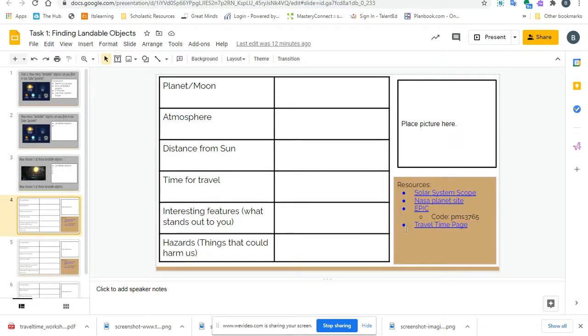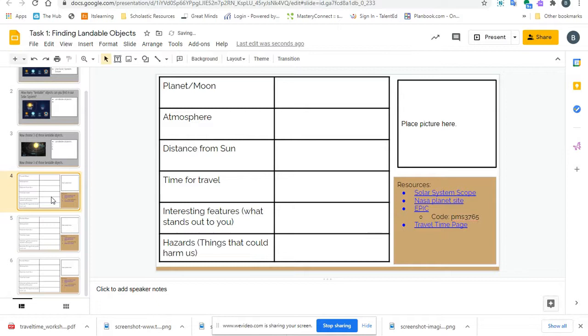Now, I've got some resources over here for you, and I want to walk you through them really quick because you can use them for each of the planets that you do. And remember, this part's with a group, so you guys can be doing this together. The first one is obvious, Solar System Scope. But the second one is actually NASA's Planet Site.